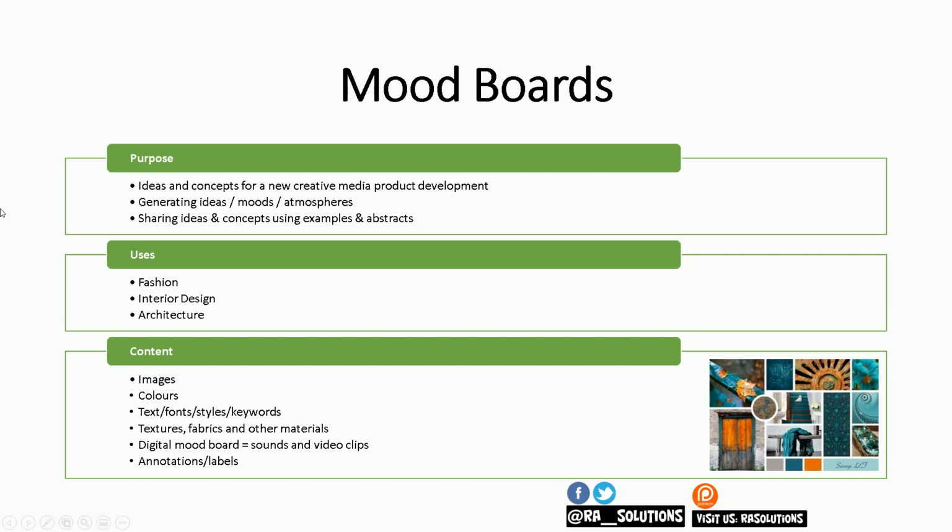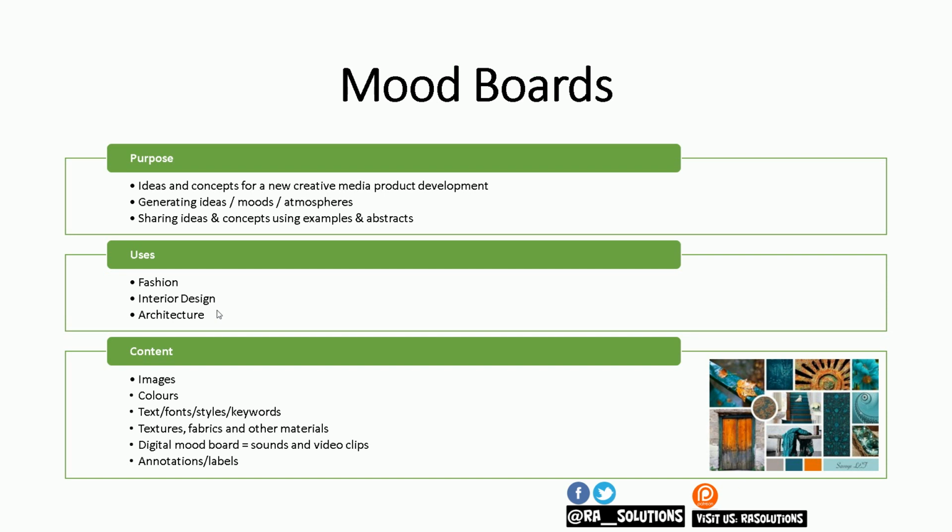In terms of uses, there are different uses for a mood board. You've got fashion, interior design and architecture, which are the 3 main ones. You need to also know, in terms of a mood board, there are 2 different types of mood board. There's a physical mood board and there's also a digital mood board.